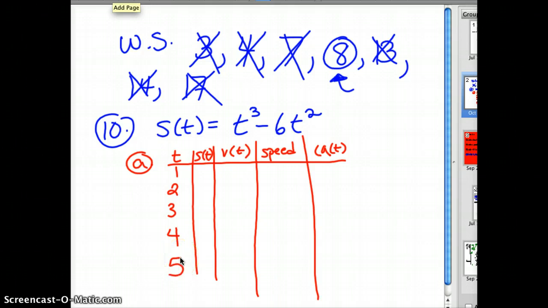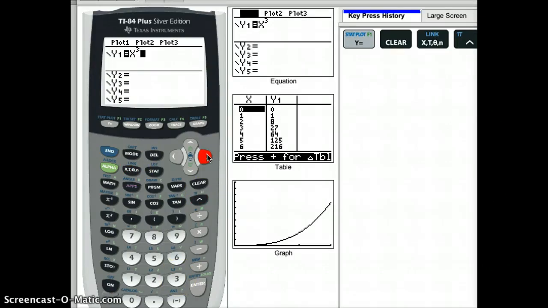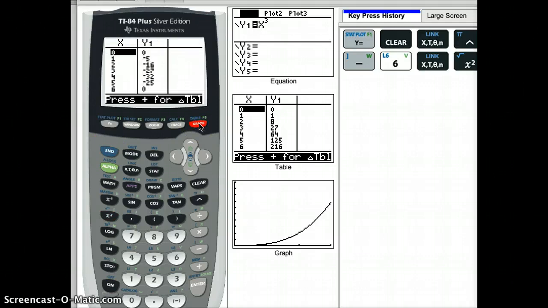So what we need to do here, we've got our model for position. What's easiest is to enter this under your y equals button and go look at the table, because putting those all in one by one isn't very fun to do. So again, just go to your graphing calculator. Go to your y equals button and let's enter that. X to the third is our function, and minus 6 x squared. So let's go look at the table, and you should probably already have it set to ask.